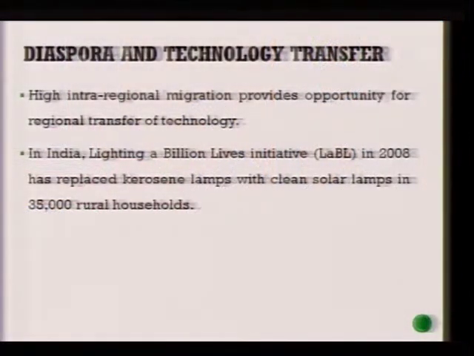In 2008, India launched the Lighting a Billion Lives initiative, which has thus far replaced kerosene lamps with clean solar power lamps in 35,000 rural households. And given the success, it is in the process of replication in Uganda, of all places, and not within the region. So we have a model that did get some success, but it is not being circulated within the region.